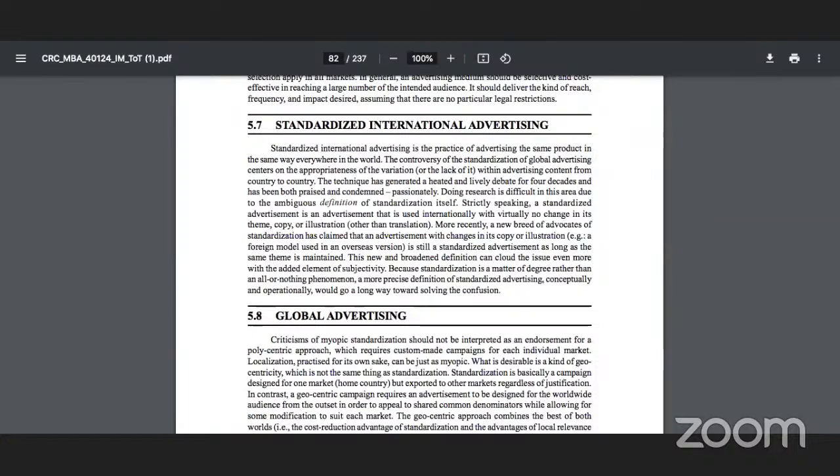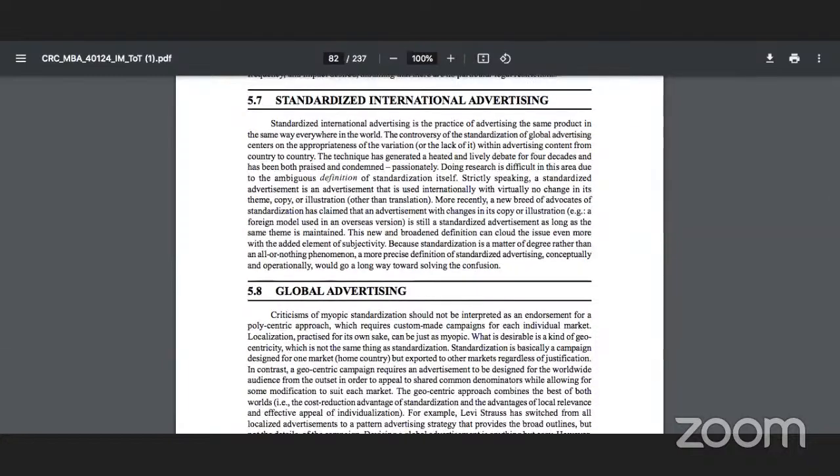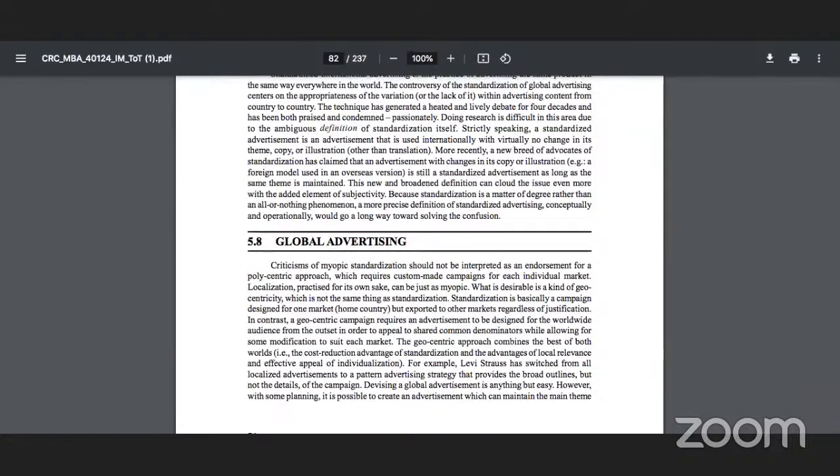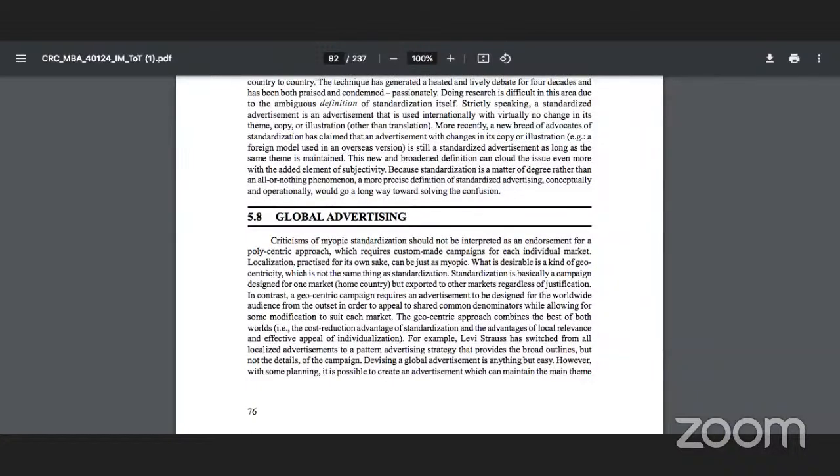So, standardized international advertising is an important practice of advertising that we need to consider because the same product is not going to be promoted in exactly the same way all over the world. So, a certain level of standardization is being promoted. However, there's also a controversy attached to it because of the kind of variation or customization that is required from country to country. And standardization itself has certain ambiguity.